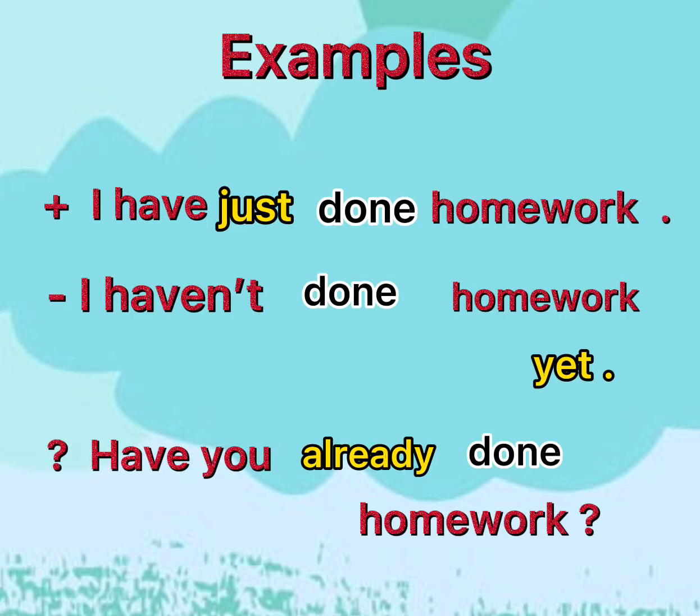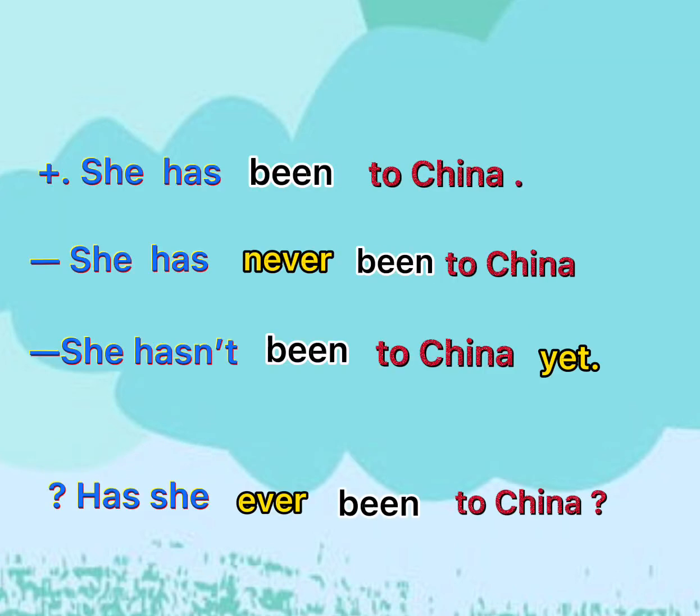Look at the way of forming negative, positive and question forms of the sentence. I have just done homework. The adverb is here between the auxiliary and the past participle. I haven't done homework yet. The adverb yet we use at the end of the sentence. Have you already done homework? We form the question form with the help of the auxiliary verb have and has.